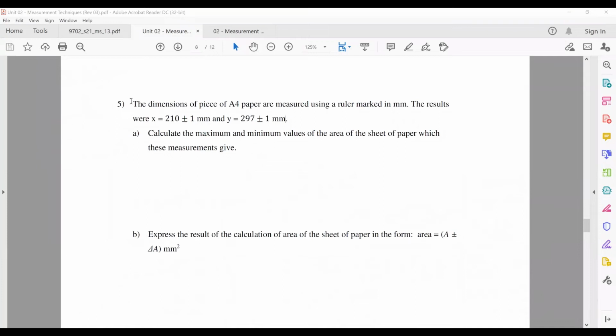Okay, now the dimensions of a piece of A4 paper are measured using a ruler marked in millimeters. The results were X = 210 plus minus 1 millimeter and Y = 297 plus minus 1 millimeter. Calculate the maximum and minimum values of the area of the sheet of paper which these measurements give.